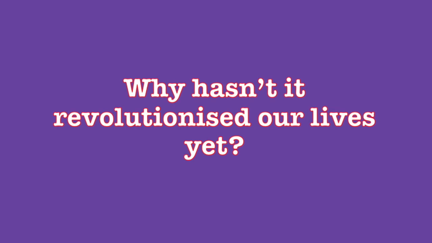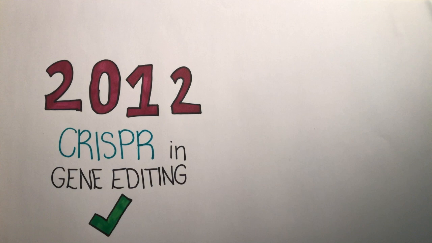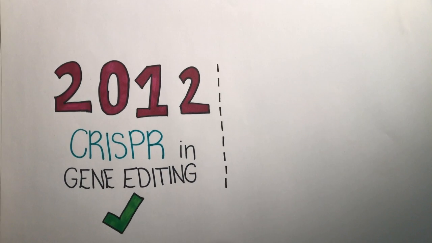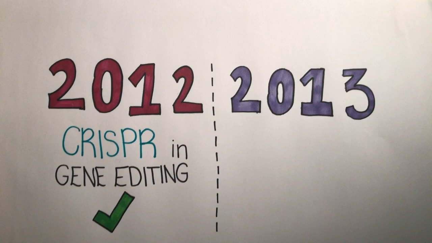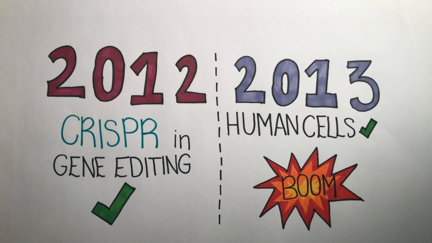Why hasn't it revolutionised our lives yet? Well, gene editing hasn't actually been around that long, and it wasn't until 2012 that the CRISPR system was demonstrated to work in gene editing. In 2013, CRISPR-Cas9 was shown to work in human cells, which triggered an explosion in research using this technology.